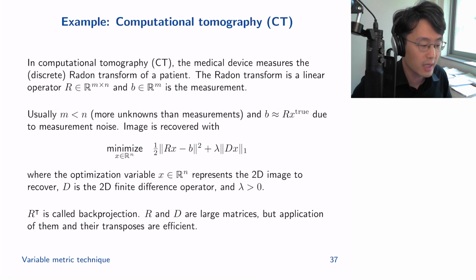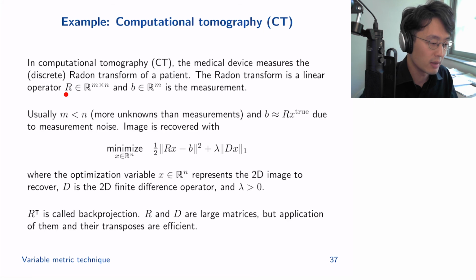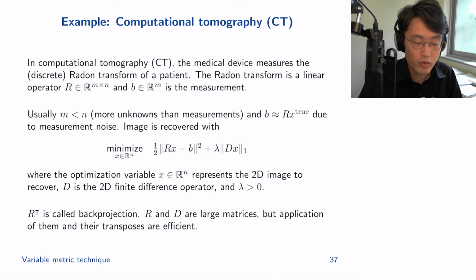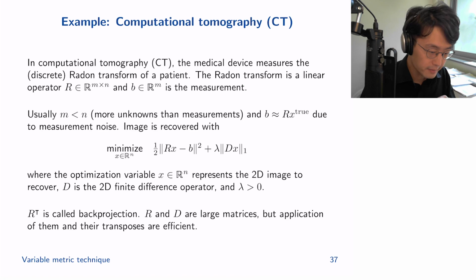Usually, it is often the case that M is less than N. So in terms of the matrix dimensions, that means the matrix R is a fat rather than a tall matrix. And in terms of the degrees of freedom, this means there are many more unknowns than measurements. The measurements are related to the true unknown image through this relationship: B is roughly equal to R times the unknown image X true. We write approximately equal because we want to allow for measurement noise.